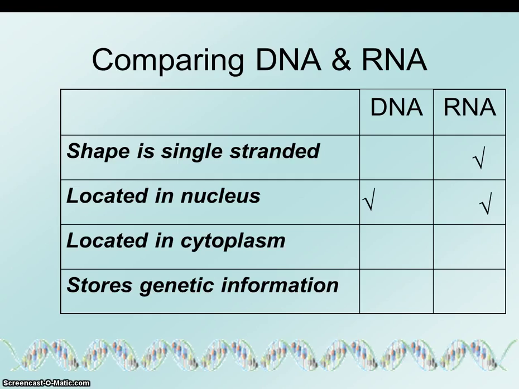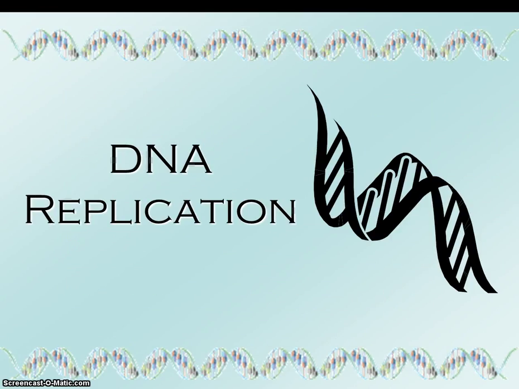They're both going to be made in the nucleus, okay? The RNA can leave the nucleus and travel to the cytoplasm. DNA is going to store the genetic information. RNA is going to interpret that genetic information.